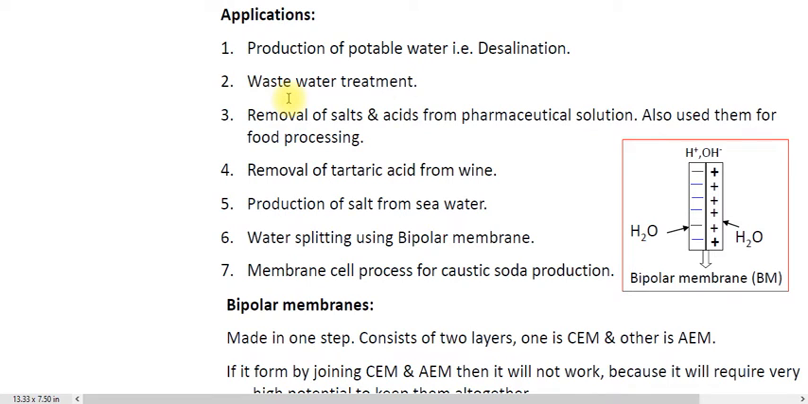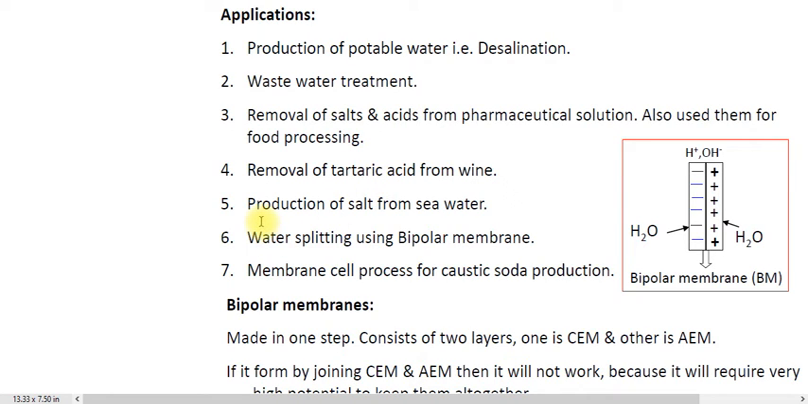The second use is the treatment of wastewater streams if they have a lot of salts. Also the removal of salts and acids from pharmaceutical solutions. This electrodialysis process is used a lot in the pharmaceutical industry, where you want to remove a specific type of salts and acids from the pharmaceutical solutions. It can also be used in the food processing industry. Especially it is used to remove tartaric acid from wine, which creates a special type of taste in the wine. So this tartaric acid needs to be removed from the wine. So this process, electrodialysis, is used to purify the wine.